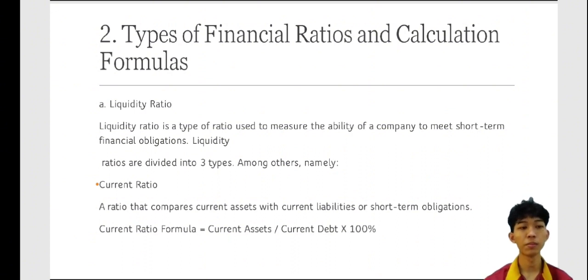Next, the second: types of financial ratio and calculation formula. Liquidity ratio. Liquidity ratio is a type of ratio used to measure the ability of a company to meet short-term financial obligations. Liquidity ratios are divided into three types, among others, namely current ratio, a ratio that compares current assets with current liabilities or short-term obligations. Current ratio formula: current ratio equals current assets divided by current debt, times 100%.